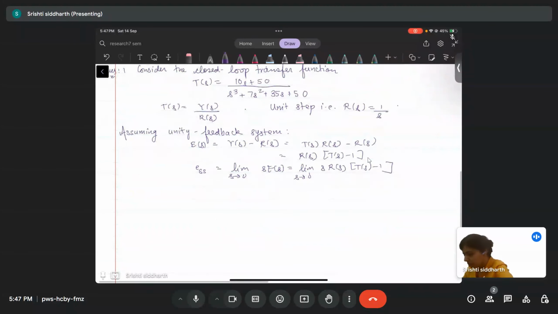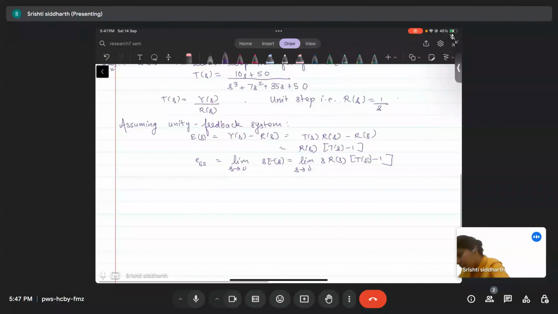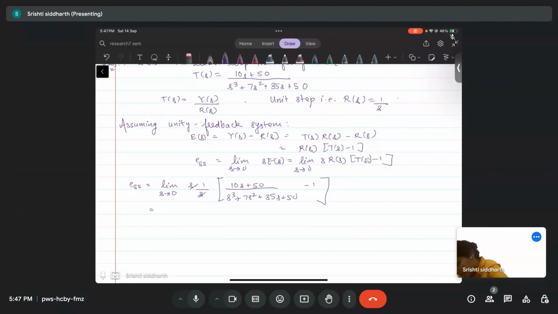Let's apply this to our case. We have T(s) already given, so ESS equals limit s tending to 0 of s over 1/s, and then we have the transfer function minus 1. So this gets cancelled, and let's evaluate the limit. This is 50 over 50 minus 1, which is 0.